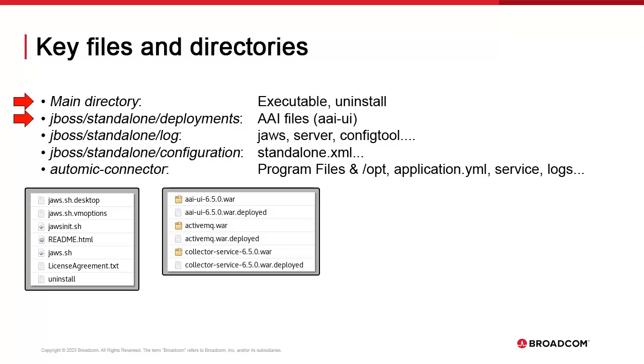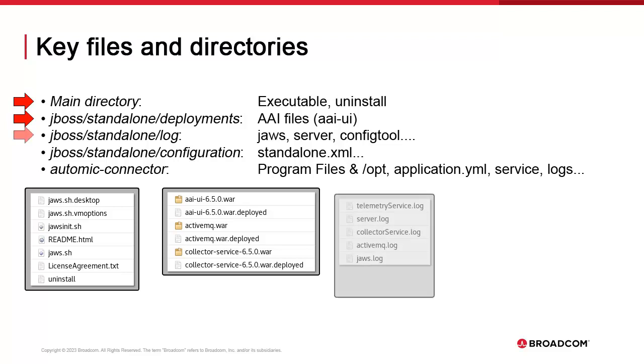Under JBoss standalone deployments, you find the set of AAI WAR and EAR files. These are the web archive files that are loaded into the web server to run AAI. AAI UI is the web interface. There's also the custom condition generator, which we cover elsewhere, subscription and telemetry for licensing, and JAWS and Terma, which are additional AAI modules that are part of the overall solution.